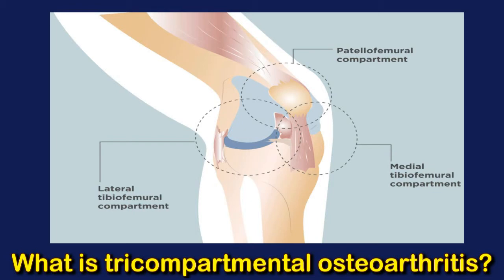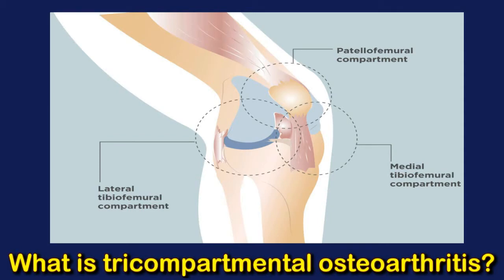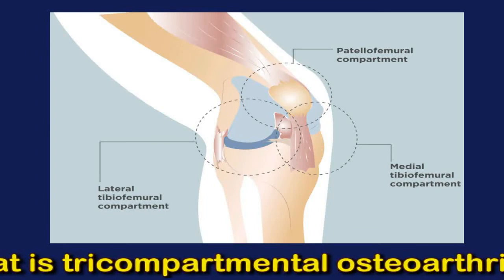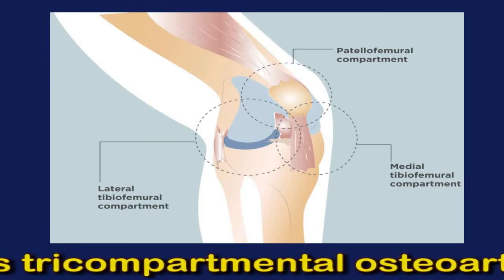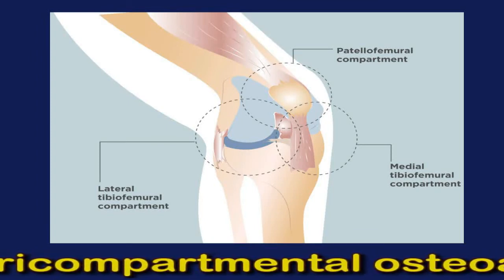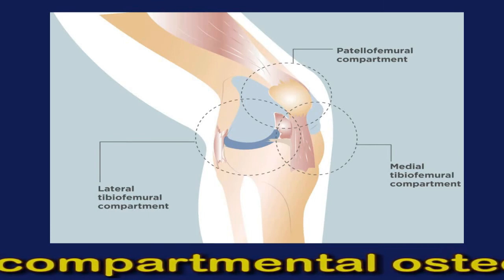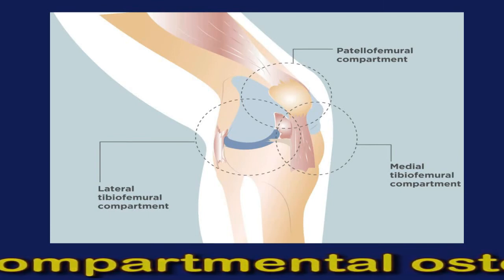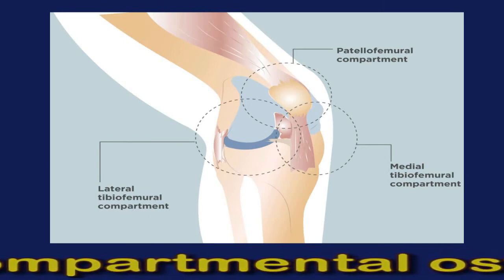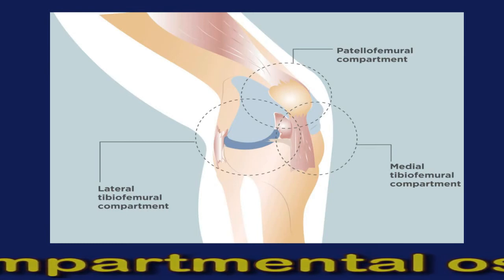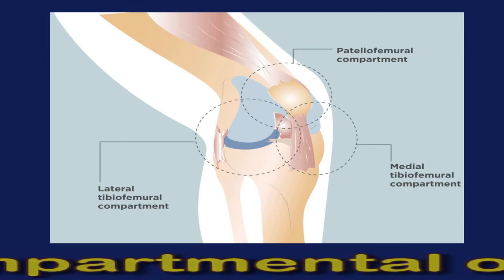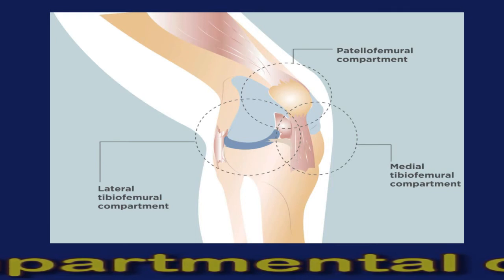Patellofemoral compartment, where the kneecap and femur meet. Medial femorotibial compartment, or the inside of the knee. Lateral femorotibial compartment, or the outside of the knee. Osteoarthritis can occur in any of these compartments, but tricompartmental osteoarthritis happens when all three compartments of the knee are affected.